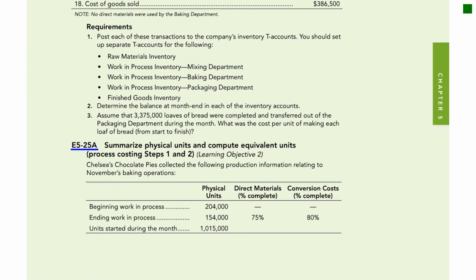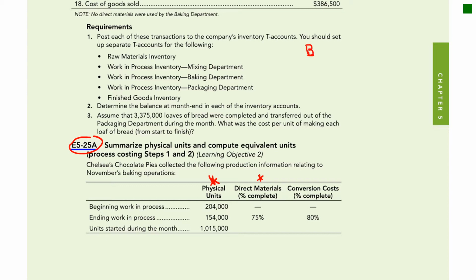Okay, the next one I'm going to show you is exercise 5-25A, which is essentially the first 2 steps. So down below, here's what they've given us. This is for Chelsea's chocolate pies. They've given you the physical units, and they've given you the percent complete columns for both direct material and conversion. So basically, we don't really have to get the physical flow, but let's start as if we were going to do that.